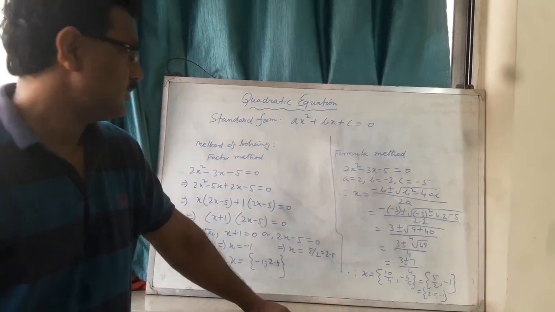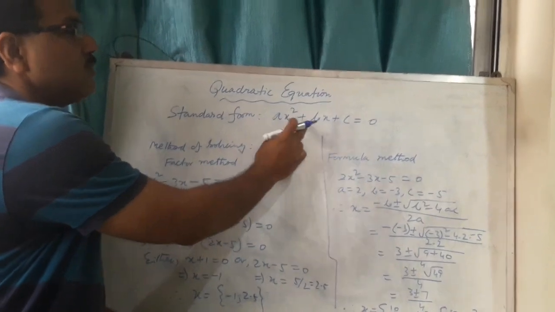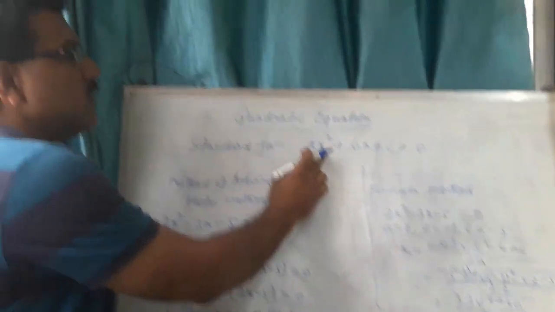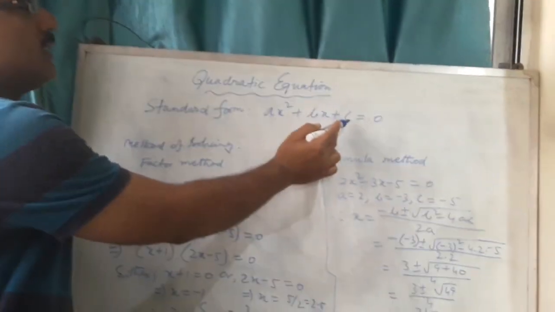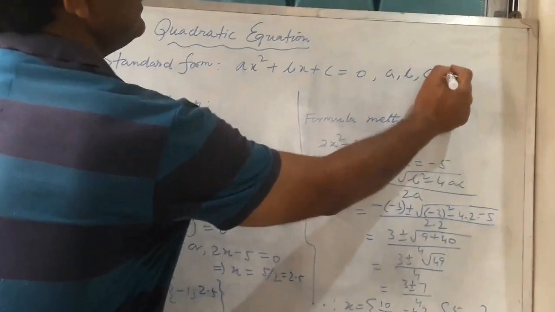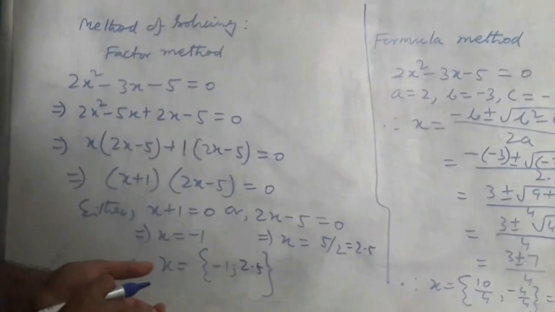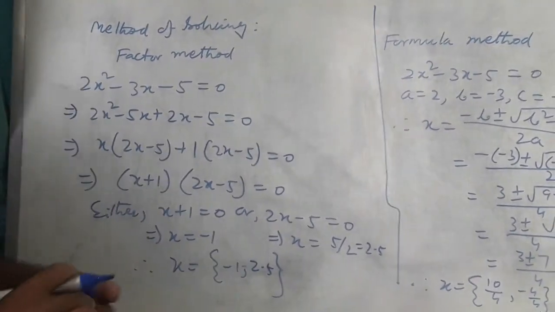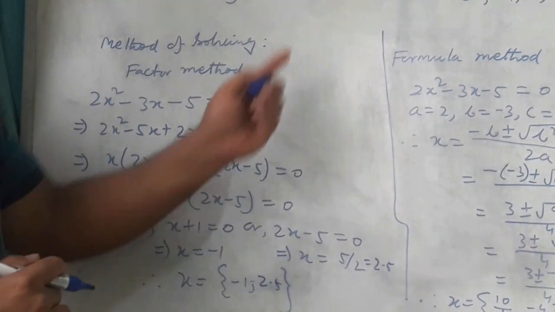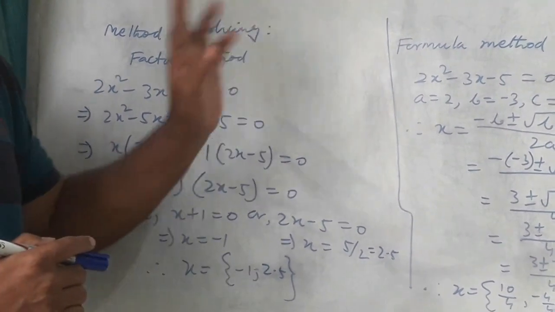So let us see. Standard form of quadratic equation is ax square plus bx plus c equals to 0, where a is the coefficient of x square, b is the coefficient of x and c is a constant. Also a, b, c all belong to real numbers. Now how to solve the equation? Quadratic equation means this equation will have two solutions, because the degree of the equation is 2.